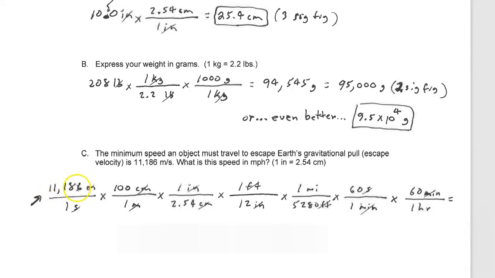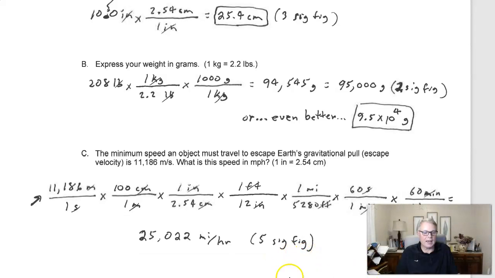So how many significant figures do I have here? 5. So how many significant figures should I have in my answer? 5. All right, so I do the math, and I come up with 25,022 miles per hour, 5 significant figures. And that's how fast you have to go to get off the Earth and get into space. This is what those rockets have to do. They've got to achieve, and that's called escape velocity, actually.